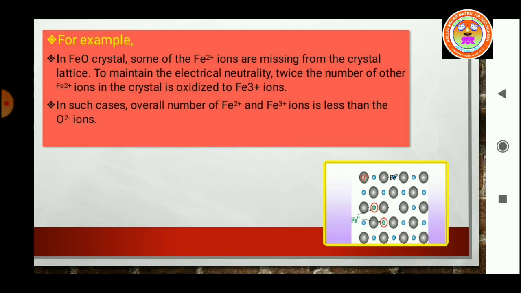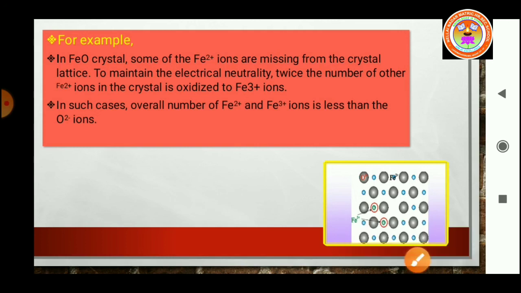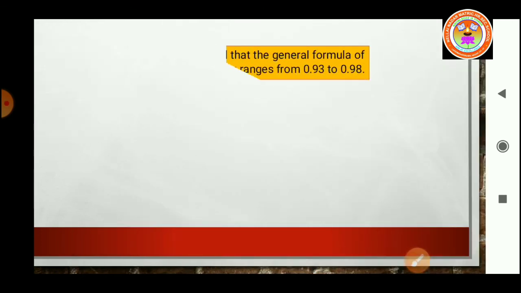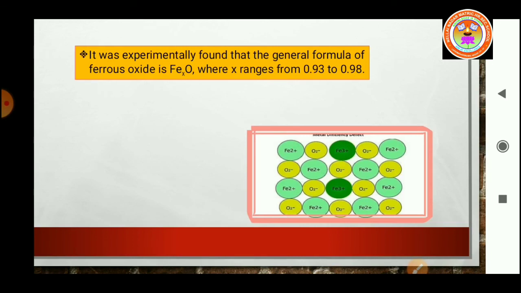So see here, in such a case, the overall number of Fe2+ and Fe3+ ions is less than the O2- ions. Okay, now clear? So how to write the general formula? It was experimentally found that the general formula of ferrous oxide is FexO. Here what is the range of x? That is 0.93 to 0.98. Now clear, this metal deficiency defect.